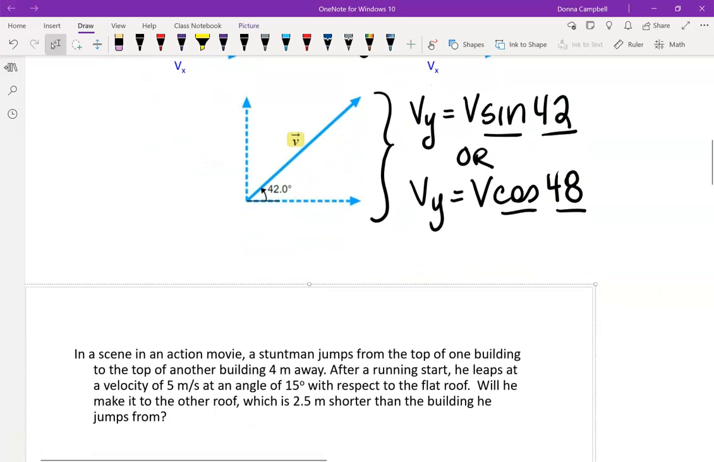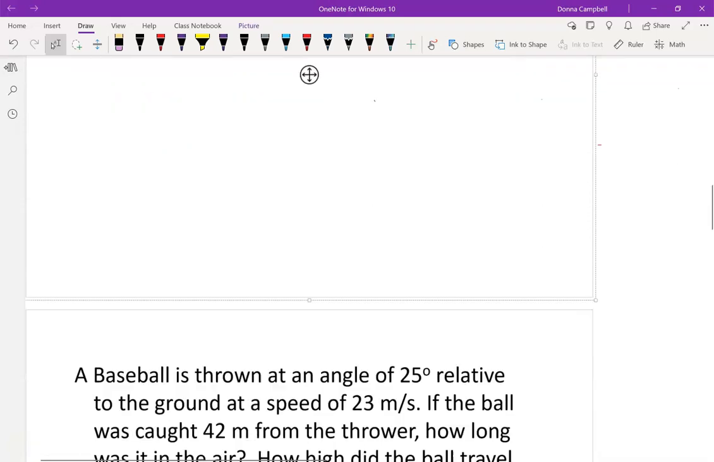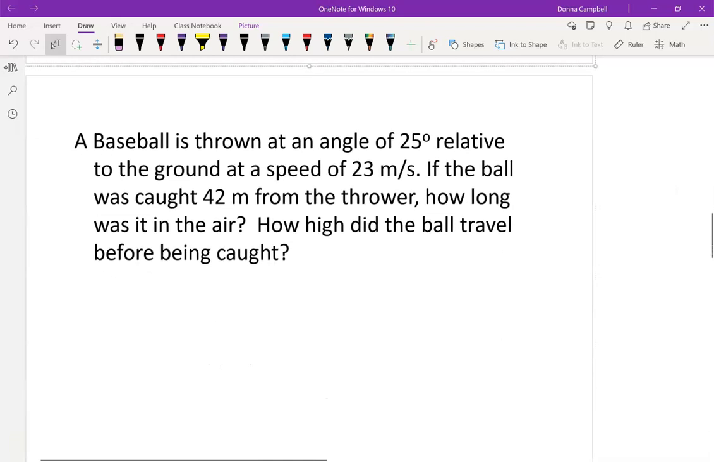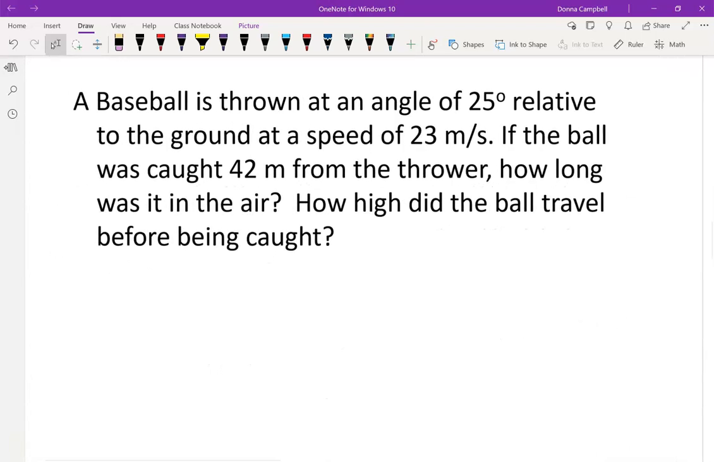So let's do an example. And I'm going to skip this one, and I'm going to look at this baseball. A baseball is thrown at an angle of 25 degrees relative to the ground at a speed of 23 meters per second. So let's draw that.